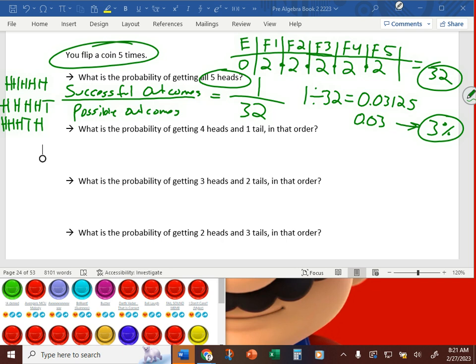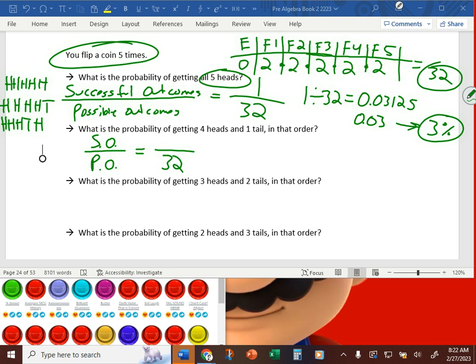The next one: what is the probability of getting 4 heads and 1 tail in that order? So again, going to our successful outcomes over possible outcomes formula, did our number of possible outcomes change? If we flip a coin 5 times, is there still going to be 32 possible outcomes? Yeah, right? Just because we want something different doesn't mean that what could happen changes. There are still 32 possible outcomes from flipping a coin 5 times.